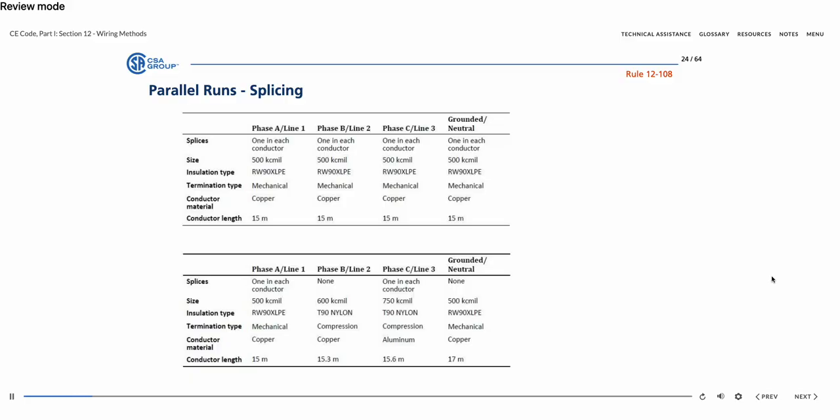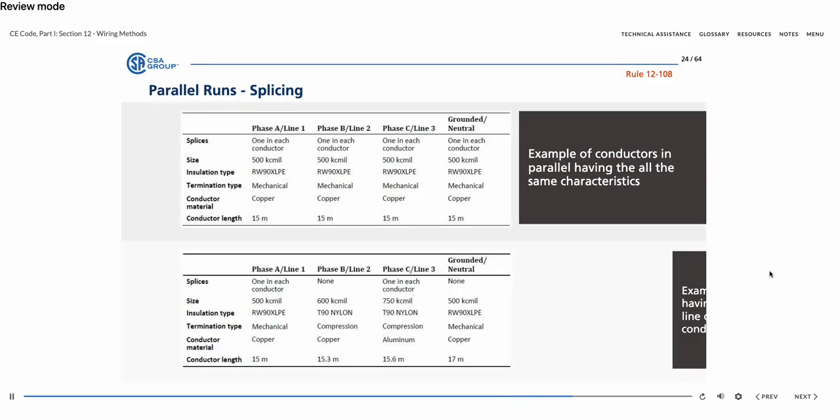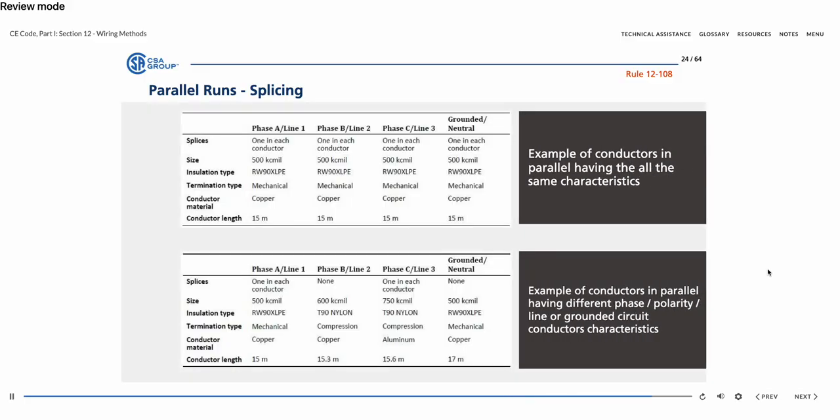Parallel conductors in the same phase, polarity, line, or the grounded circuit must have the same characteristics. However, if the conductors have a different phase, polarity, line, or ground circuit, they may be different. These tables show examples of both of those situations.